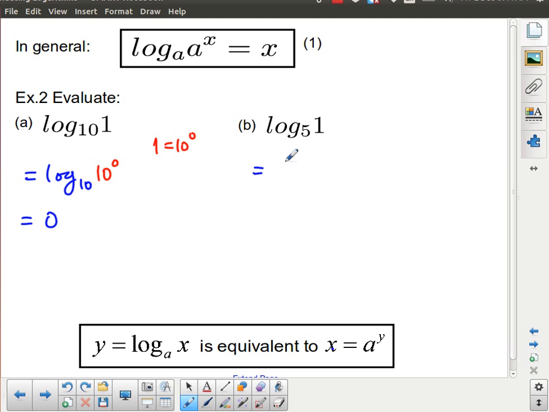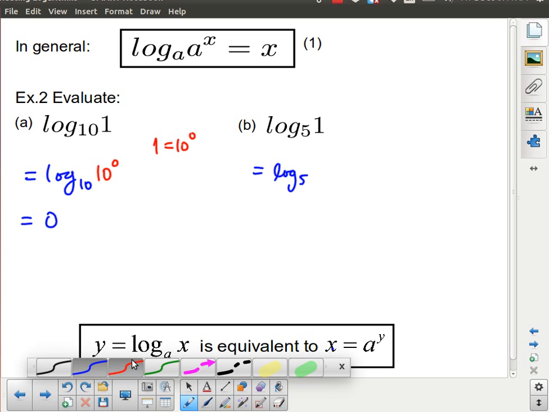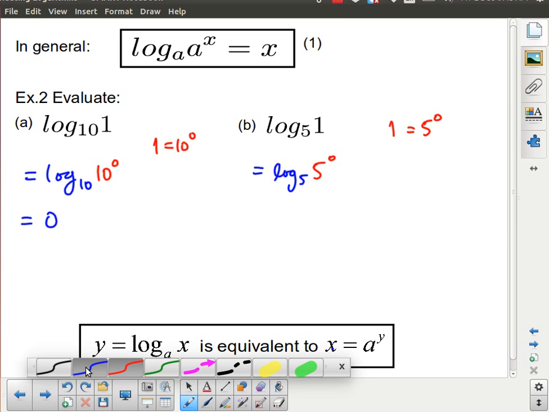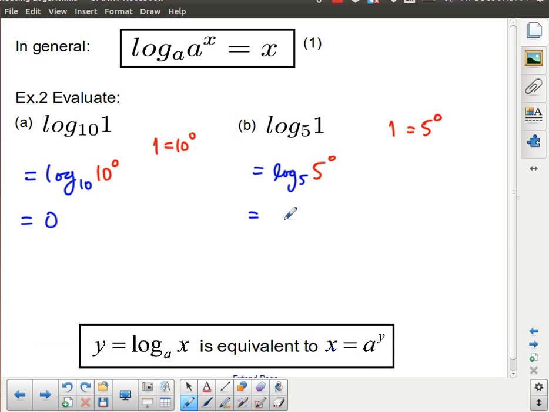Log base 5, and I've got 1 here. Well, is there a value 5 to the power what is equal to 1? 5 to the power 0 is equal to 1. So that's log base 5 of 5 to the 0, which is simply equal to 0. Now, you may not like the way that I did that, so I'm going to show you a different way to do it.